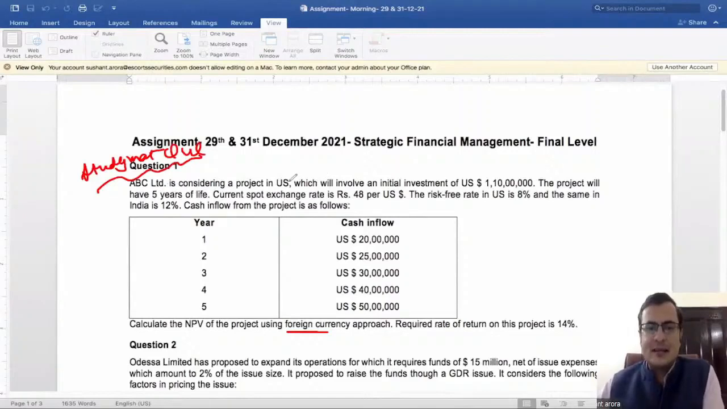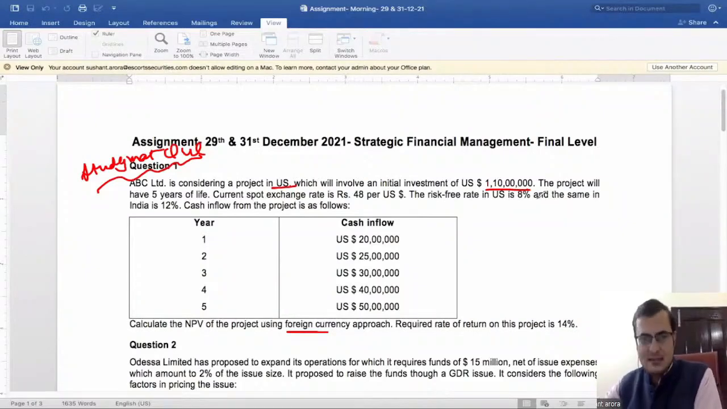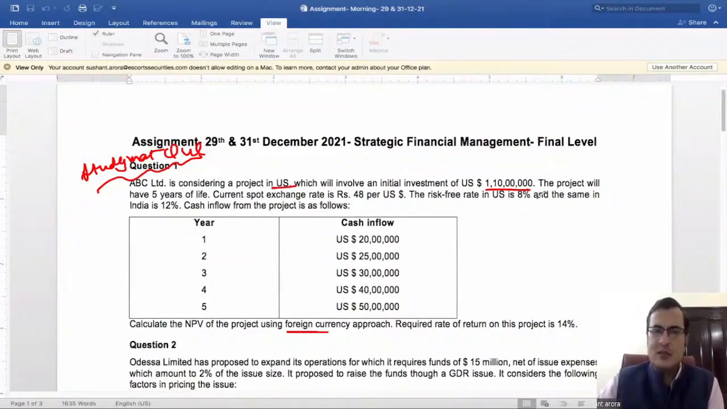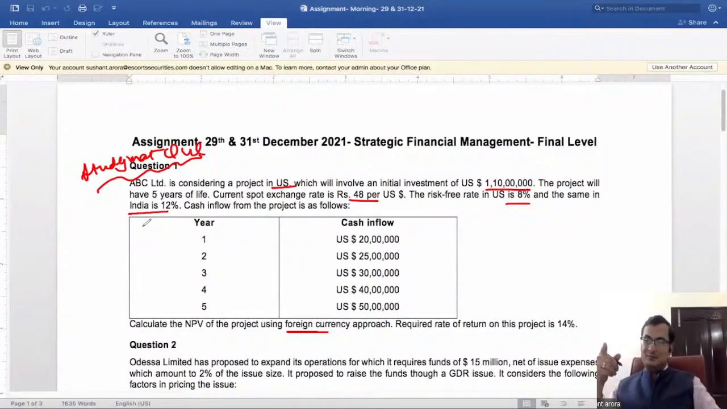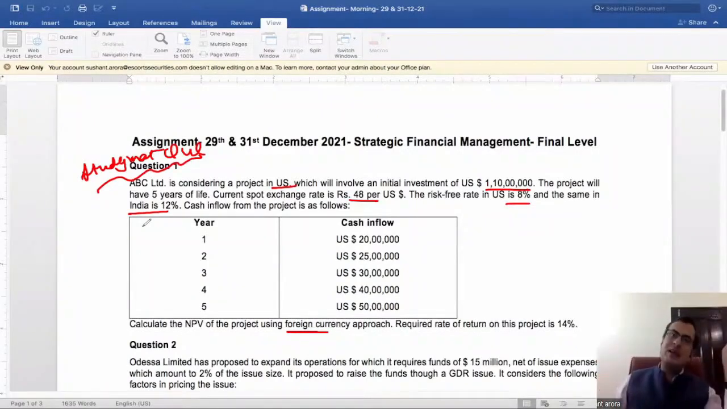ABC Limited is considering a project in the US which will involve an initial investment of 11 billion. The project will have 5 years of life. Current spot rate is 48 per US dollar. The risk-free rate in US is 8% and in India it is 12%. But now the interest rates are given, not the inflation. Earlier I gave you inflation, so we used purchasing power parity.